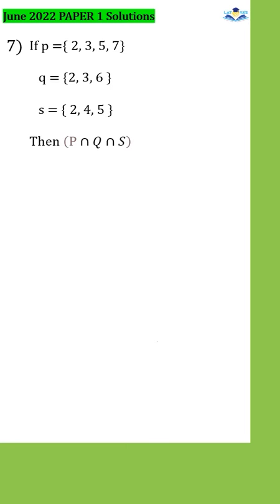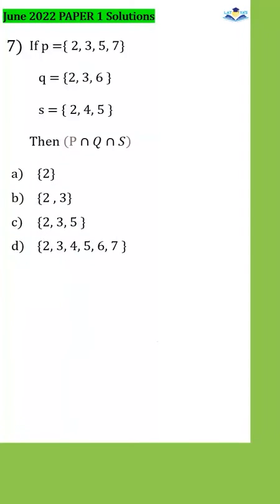Question 7. If P is equal to {2, 3, 5, 7}, Q is equal to {2, 3, 6}, S is equal to {2, 4, 5}, then P intersect Q intersect S is going to give me what? Now let's look at the options. What does P intersect Q intersect S mean? What do we have in P that is in Q and that is in S? What do all of them have in common? And we can see here that each set has 2 in common. So question 7 is going to be A.